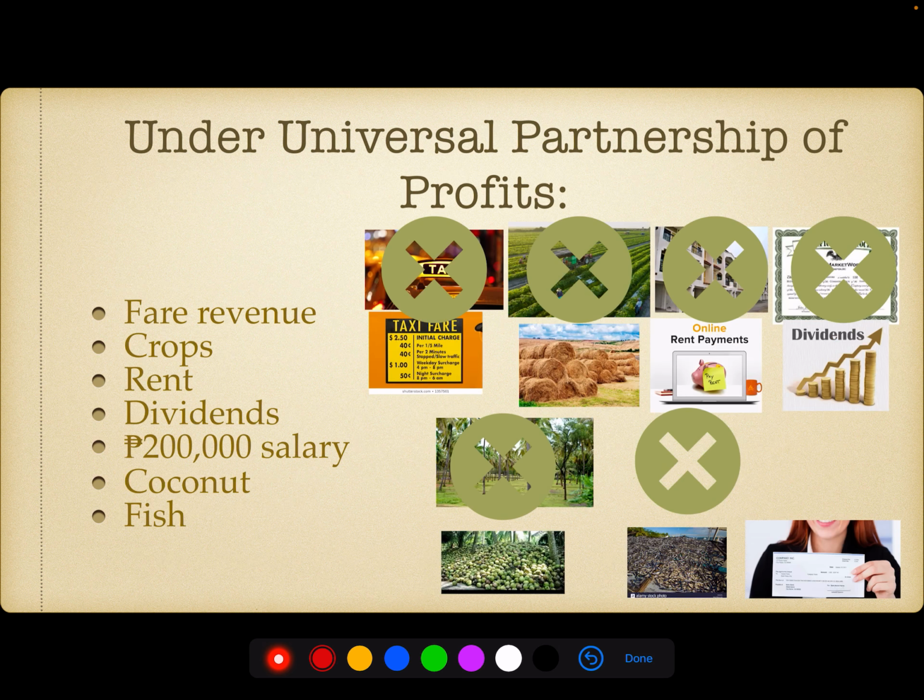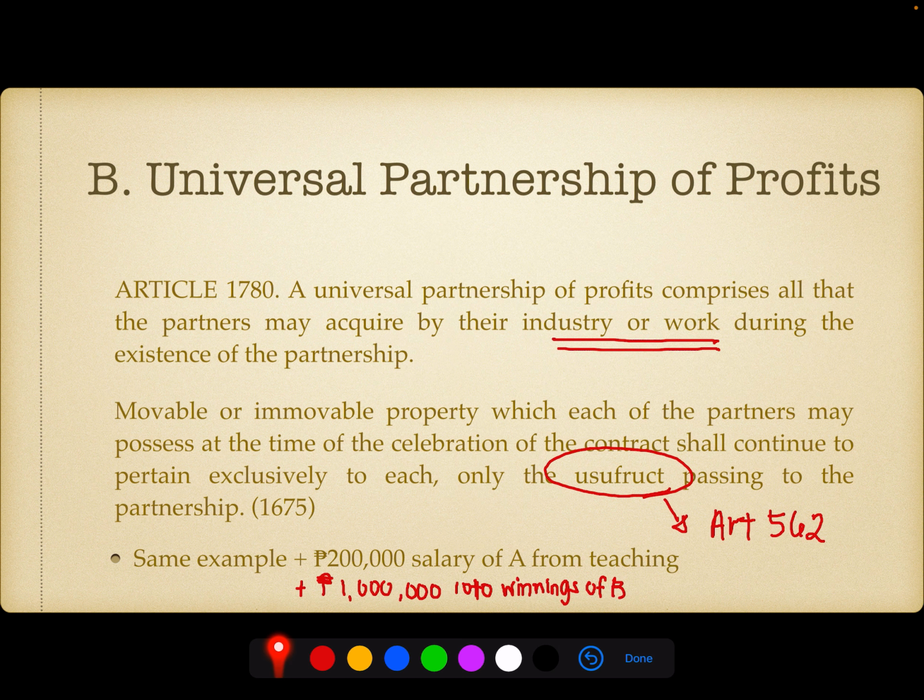the fair revenue, the crops, the rent, the dividends, the 200,000 salary here, evidenced by the paycheck, the coconut, and the fish harvested. However, as mentioned earlier, because it comprises all that the partners may acquire only by their industry or work, the lotto winnings will not be included.